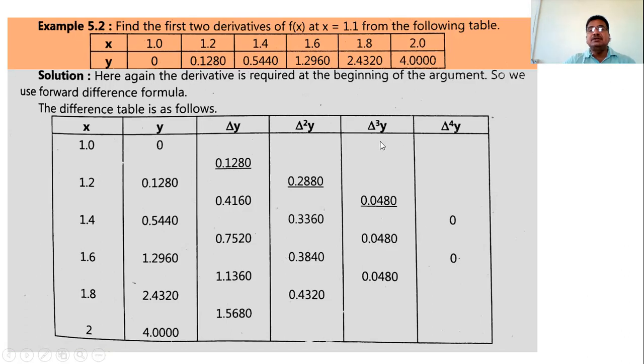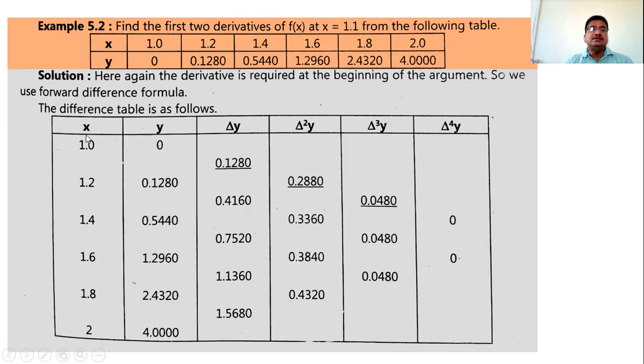If you observe the third difference, the delta cube column, all the values are the same. So there is no need to find further columns. So stop here, because all the entries in the further columns are 0. No need to find delta raised to 4 y, delta raised to 5 y, all the entries are 0.